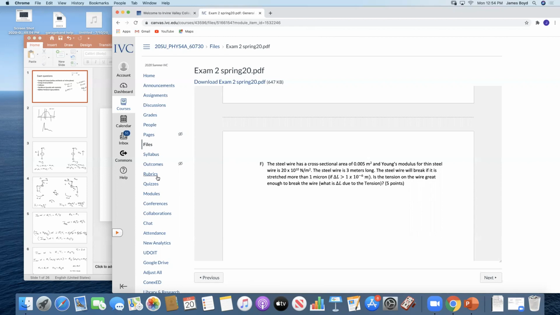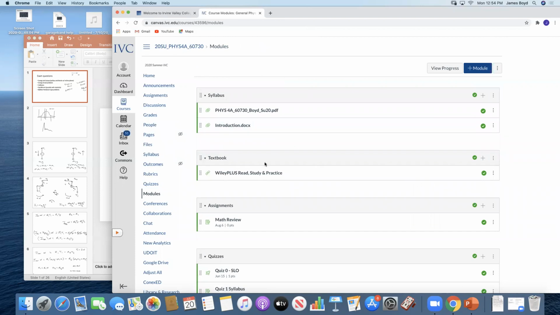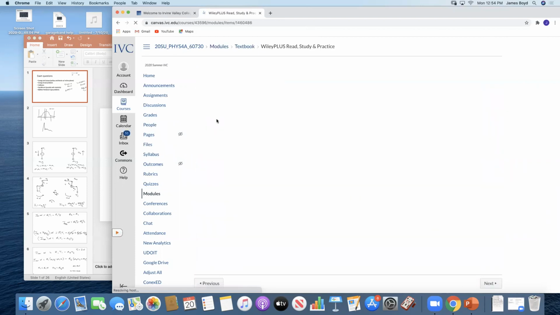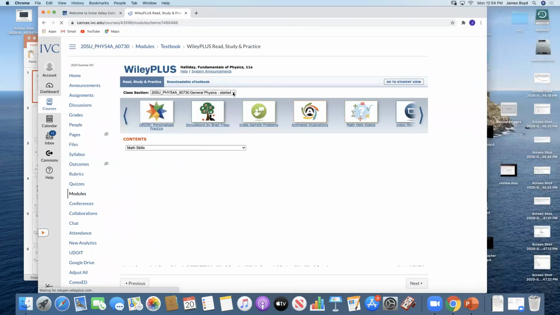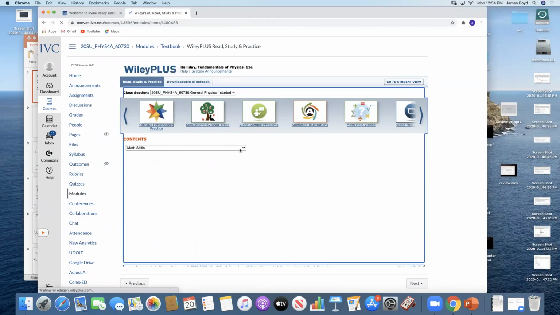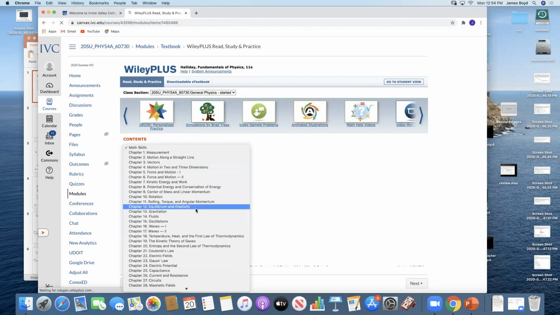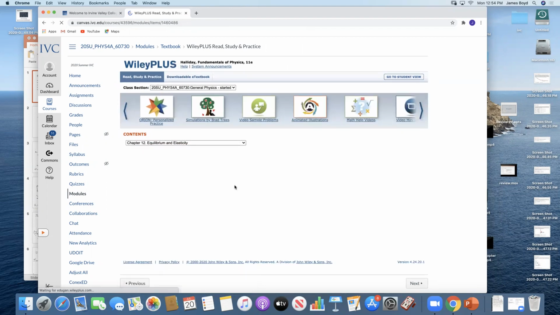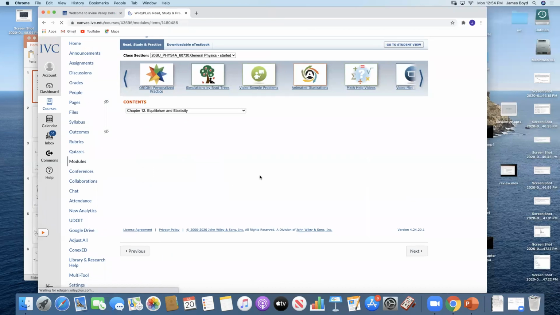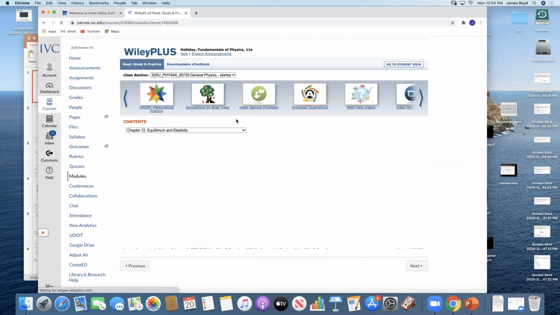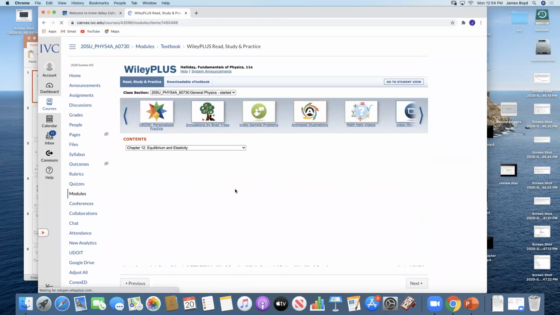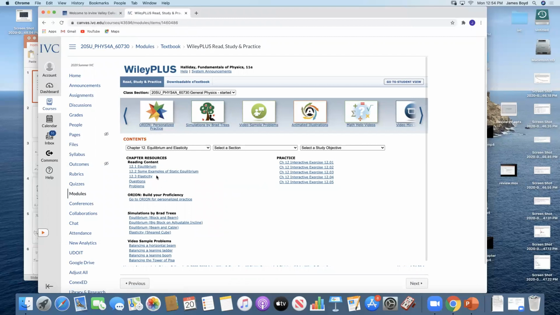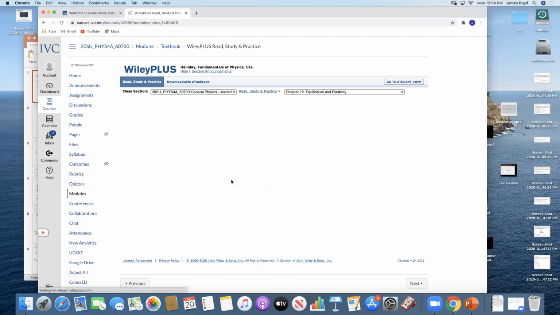Let's go to this module, textbook study. Just go to chapter 12 if it'll ever open. Equilibrium, if it will ever open. I don't know why it's not open. Examples of static equilibrium.